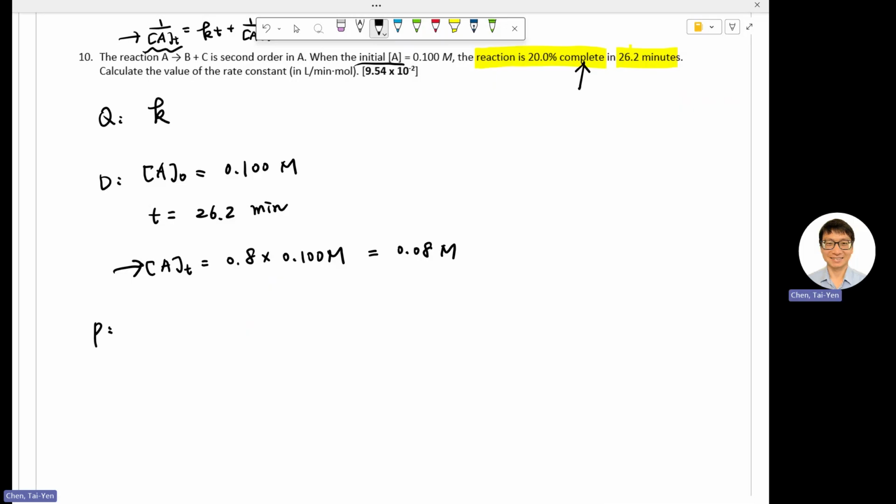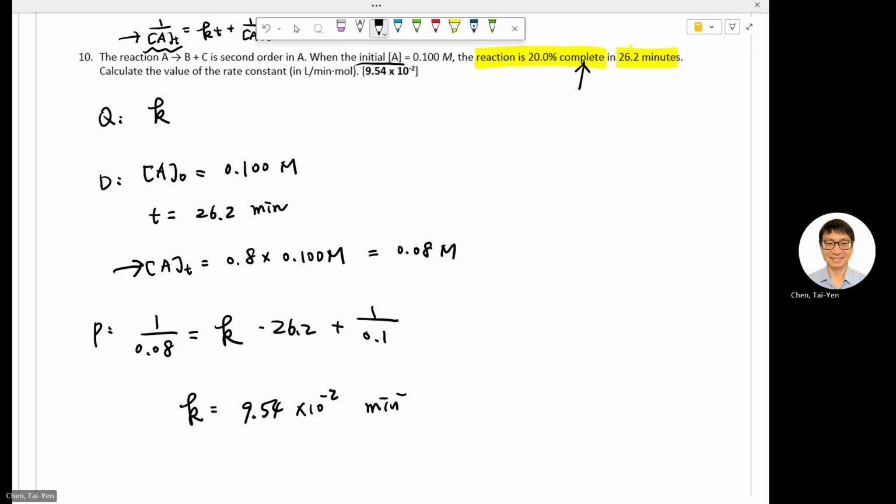Then things become very simple, because you know the equation: 1 over AT is 1 over 0.08. K is the thing you want to solve. T is 26.2. And 1 over A0 is 0.1. So it becomes a very simple equation to solve. If you do that, then you can get a K of 9.54 times 10 to the negative 2 per minute. Okay, so that's how you solve this.